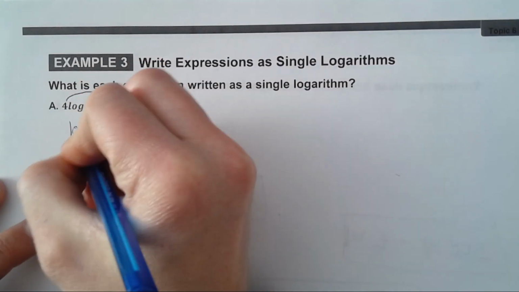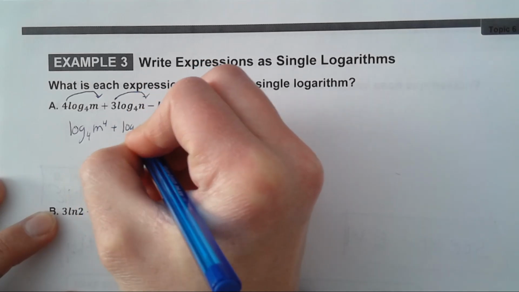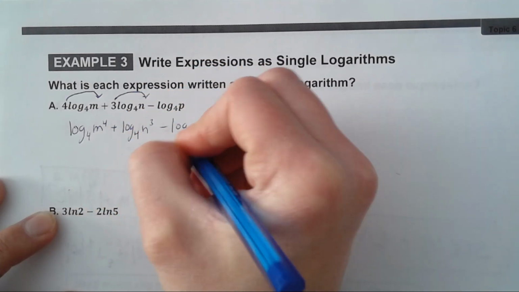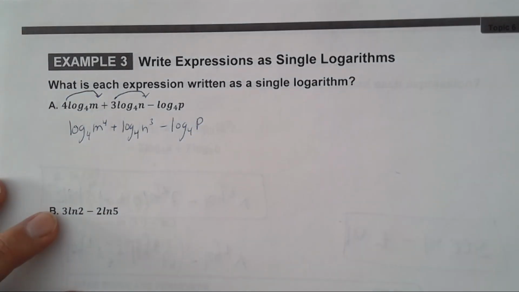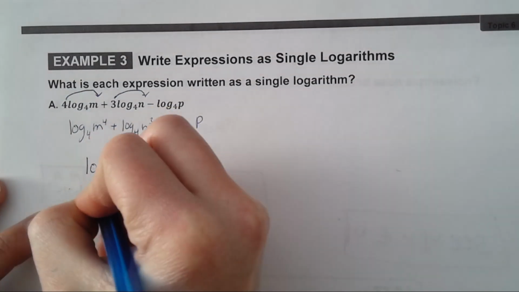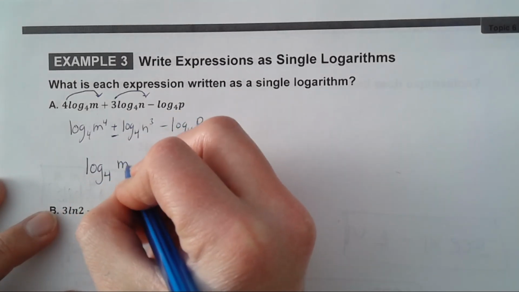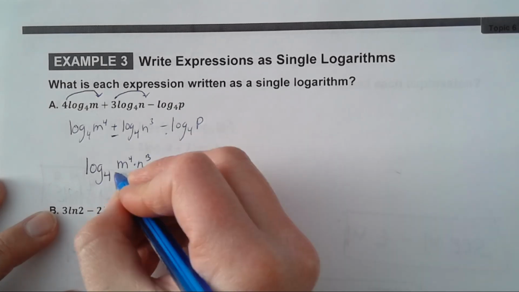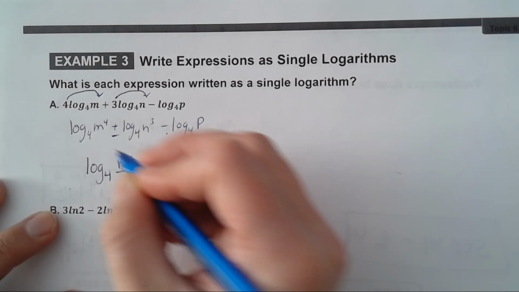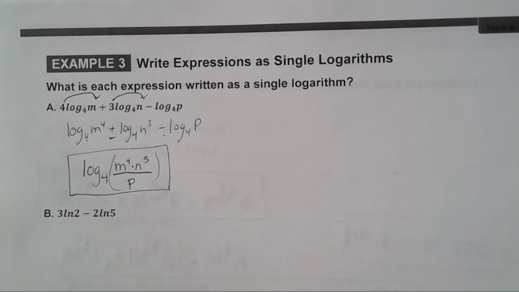So we got log base 4 of m to the 4th plus log base 4 of n to the 3rd minus log base 4 of p. Now, what this is going to become, I'm going to write my 1 log base 4. Adding is going to be multiplication, so we should have m to the 4th times n to the 3rd. Subtraction would bring us to division, which means my p is on the bottom. And so there is my single log. Because I have variables, nothing will simplify.